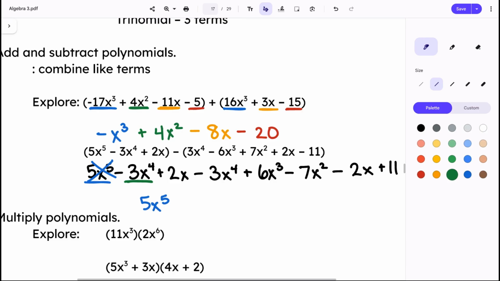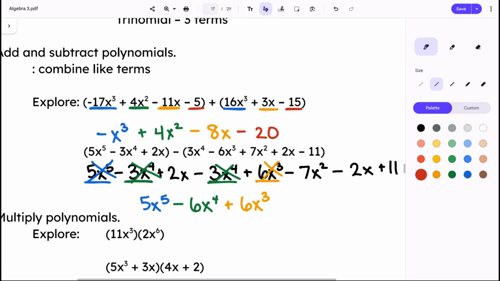Another 3x to the fourth. Yeah, it's got another negative, so that becomes negative 6x to the fourth. What would go next? 6x to the third. Yeah, make sure we go down to that 6x to the third, because again, I'm thinking descending order here. Next?